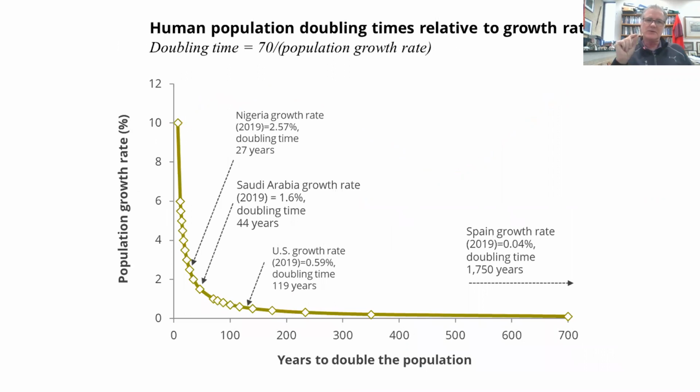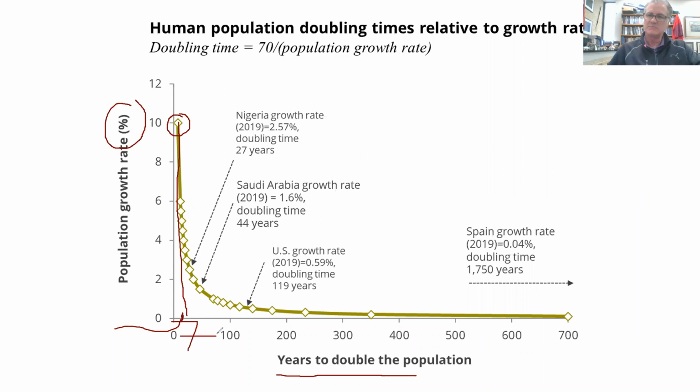So the population growth rate is key in terms of how populations grow over time, and I just want to make sure that you appreciate what we mean by that. Look at this, for example. This is the population growth rate and the years it takes to double that population. So if you're up here and you've got a growth rate of 10%, and you come down to this axis, that population will double in 7 years.